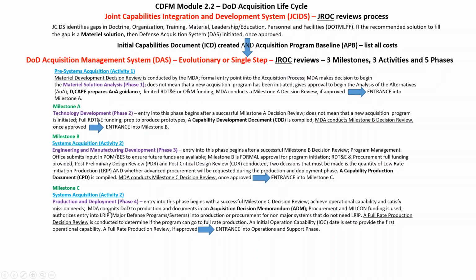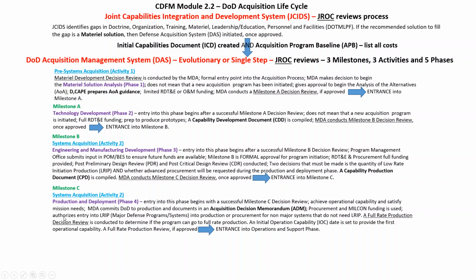Let's see what else we have in here. The MDA commits the DoD to production. Now we're ready to produce these items. The acquisition decision memorandum is published in this document. Types of money used: procurement and MILCON funding is used.